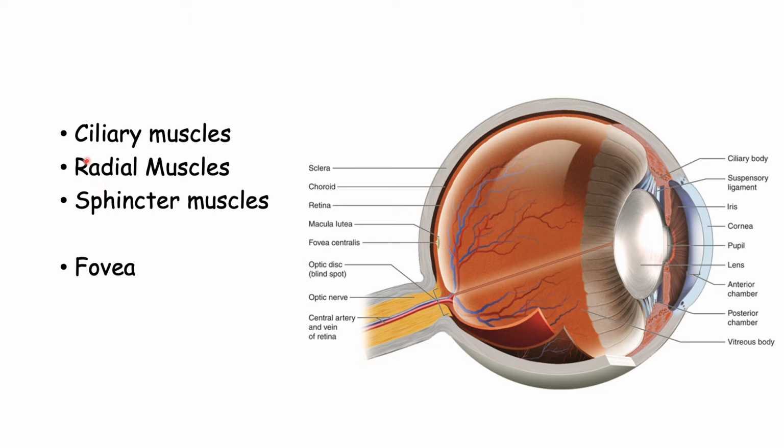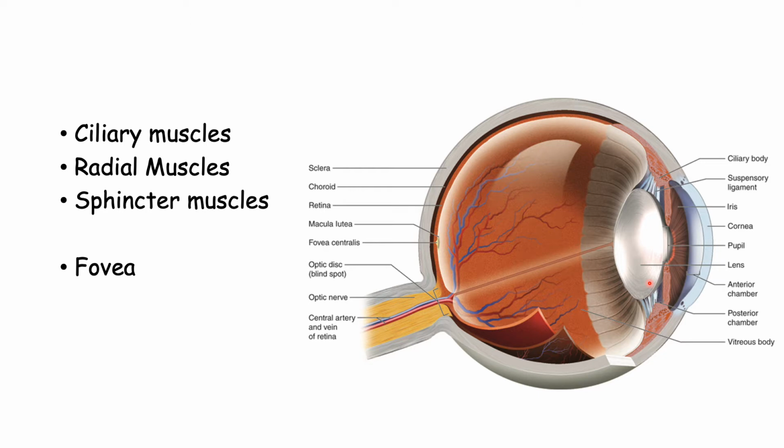Before we move on, I'd like to point out some important structures in the eyes. They're the ciliary body, which produces the aqueous humor of the eye, but also contains the ciliary muscles, which can be seen here and here. And these attach to the lens of the eye via the suspensory ligament that you can see here.